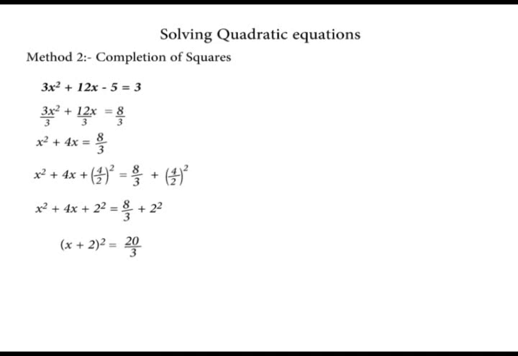To remain with x plus 2, we find the square root on both sides. So we get x plus 2 is equal to the square root of 20 over 3. The square root of 20 over 3 is plus or minus 2.58. So we have x plus 2 is equal to plus or minus 2.58. If we take the positive, x plus 2 will be equal to 2.58 and x will be equal to 0.58. If we take the negative, x plus 2 is equal to minus 2.58 and therefore x is equal to minus 4.58.